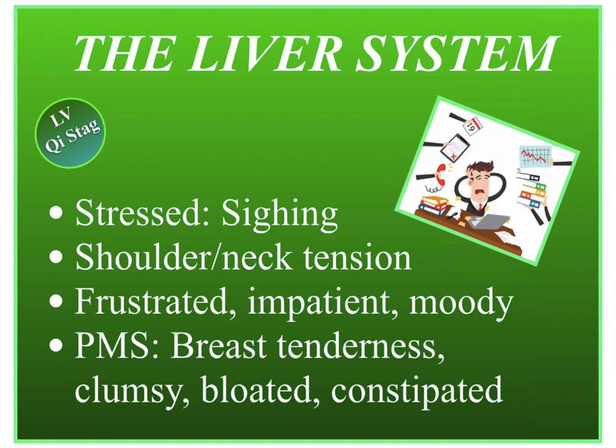So stress blocks the flow of qi, so that creates some liver qi stagnation with tension in the shoulder and neck. So that's why one of the questions could be, is there any tension in the shoulders, upper shoulder, back, trapezius area, and neck? Also someone that sighs a lot, that's also a liver qi stagnation.